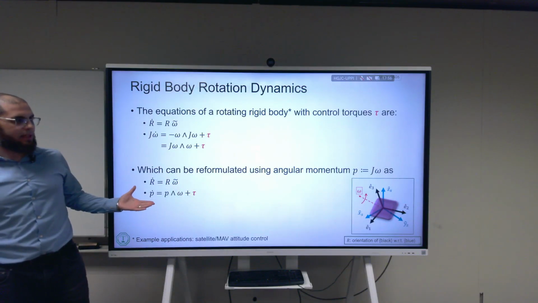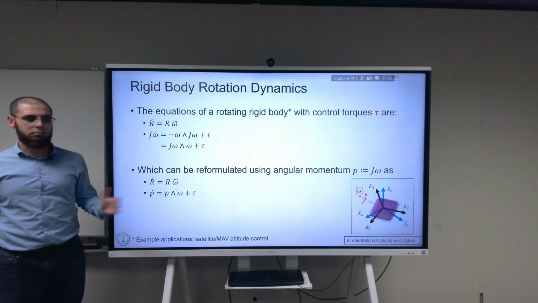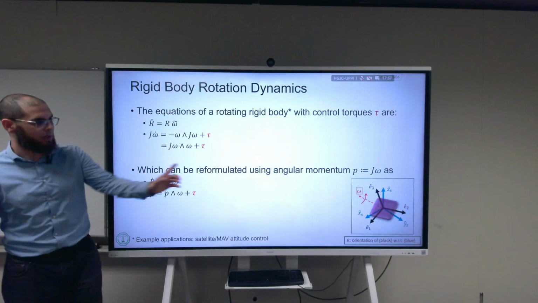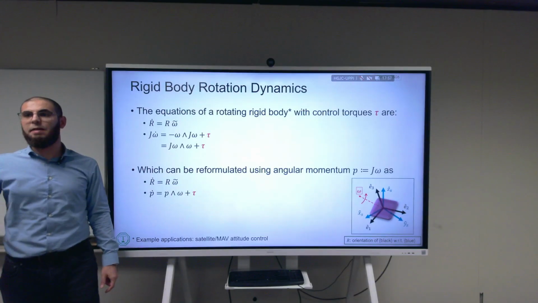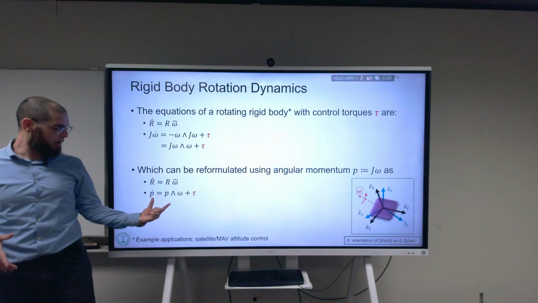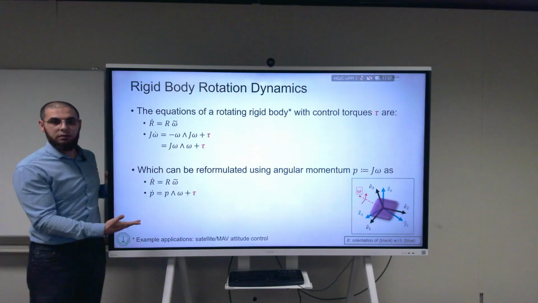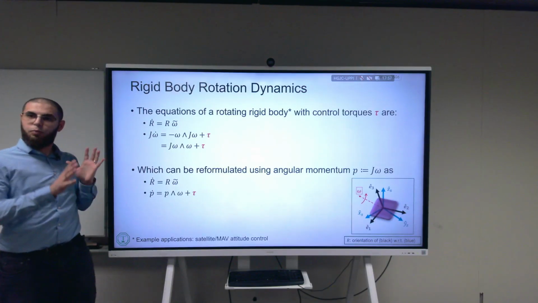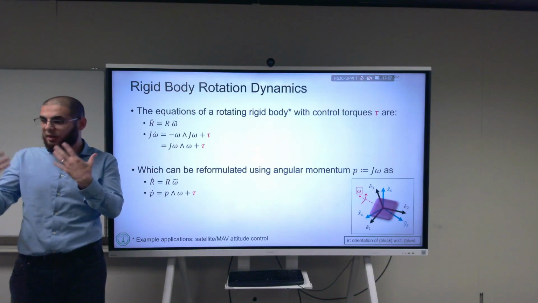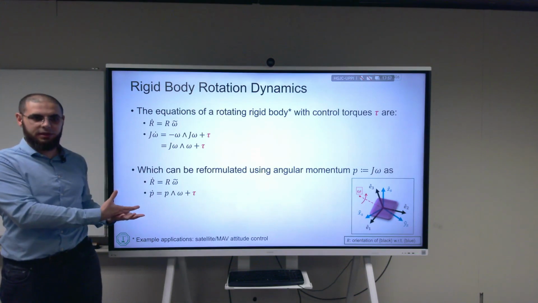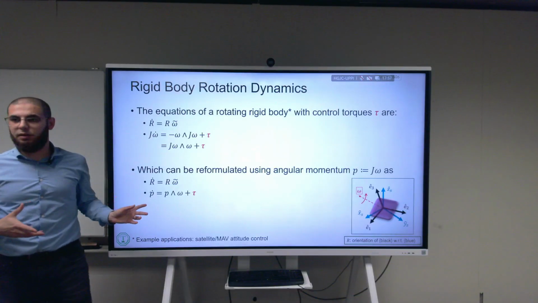We can reformulate this equation in terms of the angular momentum like this. Does it make sense for everyone? Okay. So I introduced a variable here called p. Just like what we did earlier, we introduced a variable called p, which is mv. I introduced a variable here, which is j omega, and I rewrote the equation in terms of this variable. So now the states are R and p. So position and momentum, angular momentum. So angular position is a position-like variable, but of course here it's a matrix, which is the rotation matrix. And the momentum-like variable is this p.